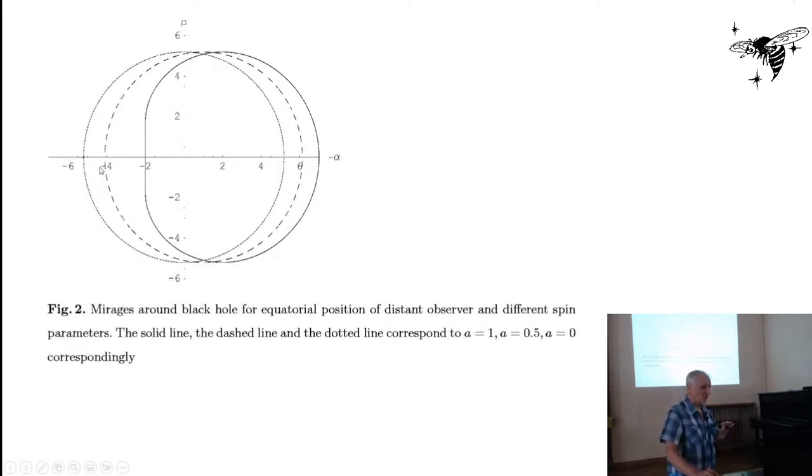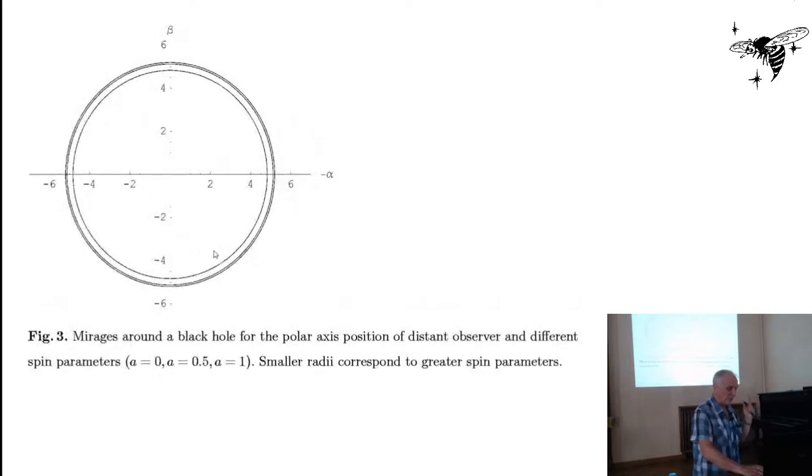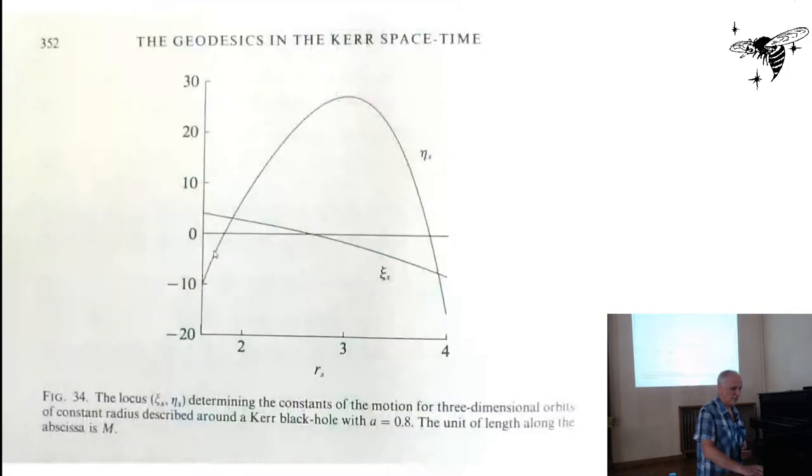So for the position of a distant observer in the equatorial plane, you see an extremely rotating black hole. The dashed line corresponds to the Schwarzschild case. It's well known from classical textbooks. But for the polar position of a distant observer, there is a very weak dependence on spin, but it's also very popular.